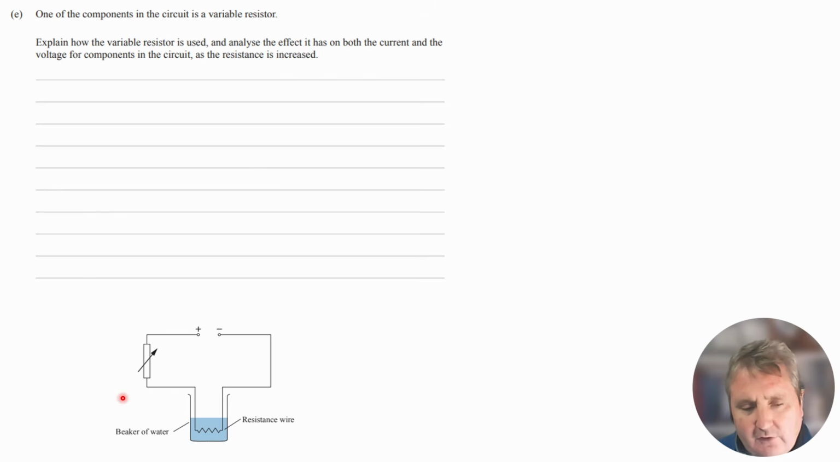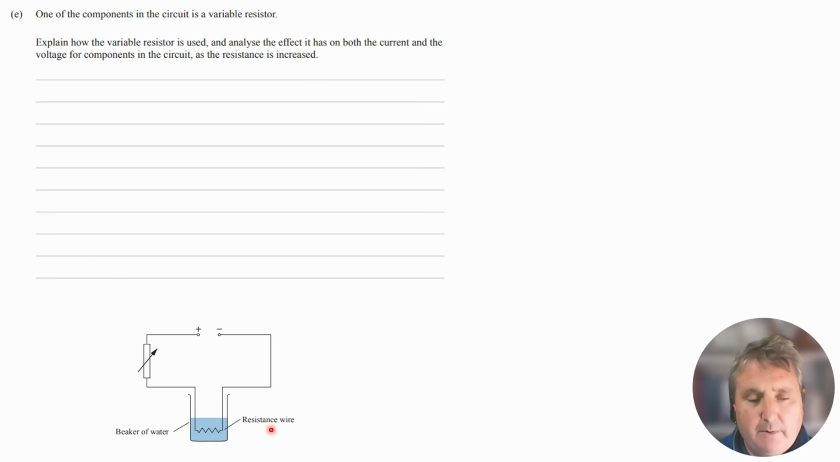Depending on the resistance of each of these components, the variable resistor on the left and the resisting wire on the bottom, they will use a proportion of the voltage equal to their proportion of the resistance. So if the variable resistor is smaller than the resistance of the wire, it will use a smaller proportion of the voltage. So as we increase the resistance on the variable resistor, it gets a larger share of the voltage.